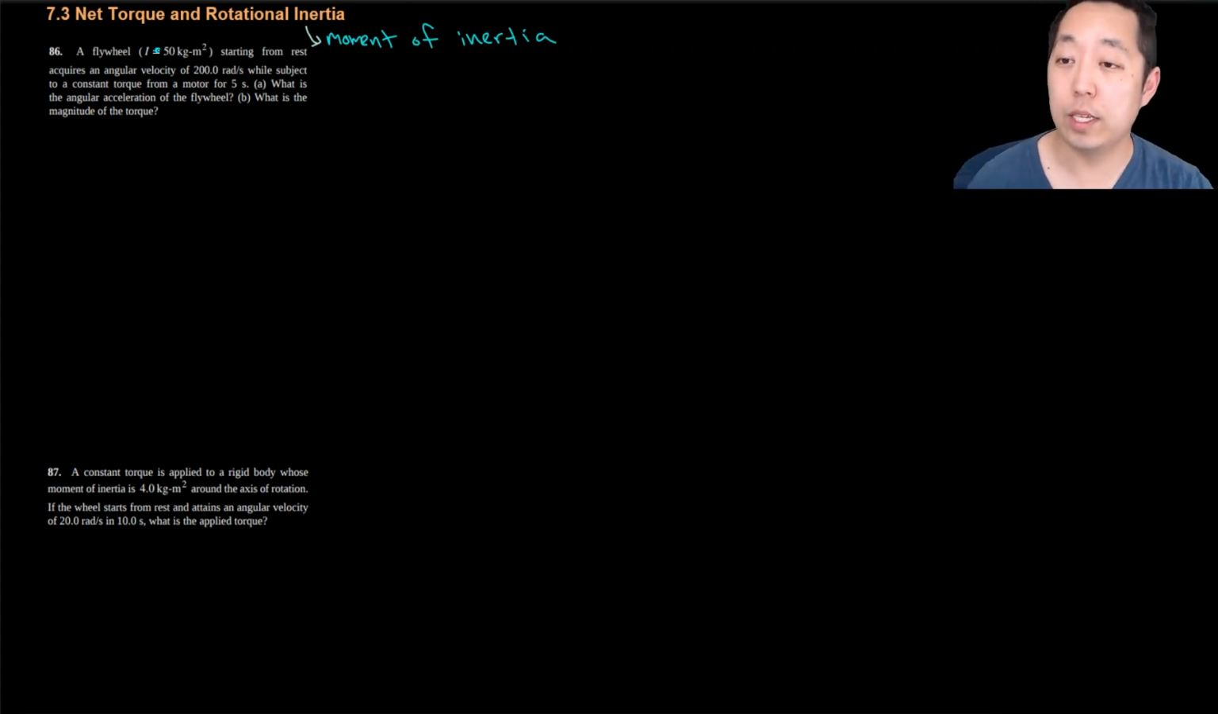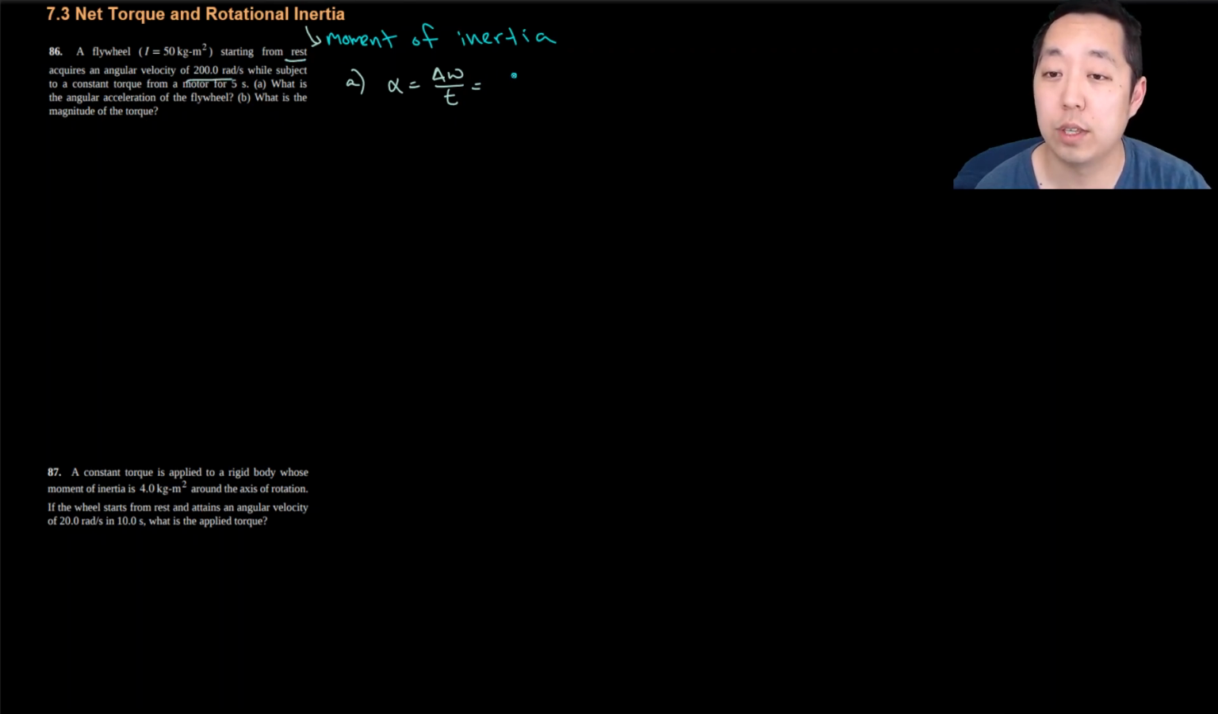So a flywheel, I equals 50 kilogram meter squared, starting from rest, acquires an angular velocity of 200 radians per second, while subject to a constant torque from a motor for 5 seconds. What is the angular acceleration? So this is about angular acceleration. It's the change in angular velocity over time. That's what they're giving us here. Because it starts from rest and it ends at this, we know that the change in angular velocity is 200 radians per second. And then it took 5 seconds to do that. And so that's 40 radians per second squared.